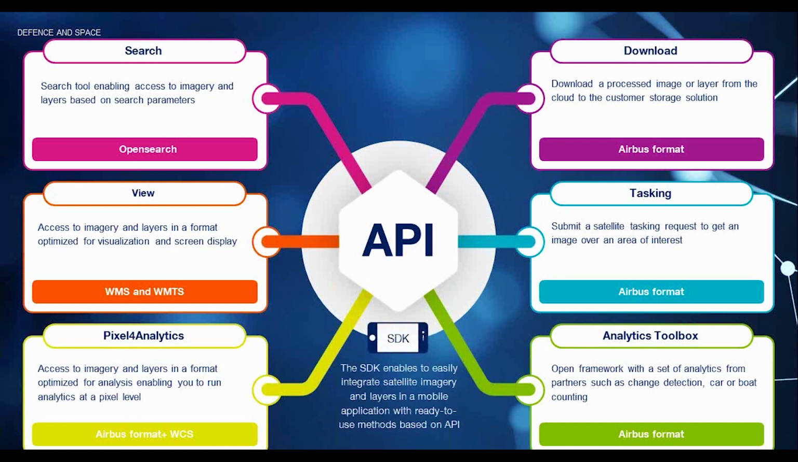And the last item is the SDK, the Software Development Kit. It's a component enabling you to easily access images and layers in a mobile app. It presents ready-to-use methods based on our API. You could be interested in this component if you want to build your own mobile app in Android or iOS platform. The OneAtlas mobile app is built thanks to this SDK.